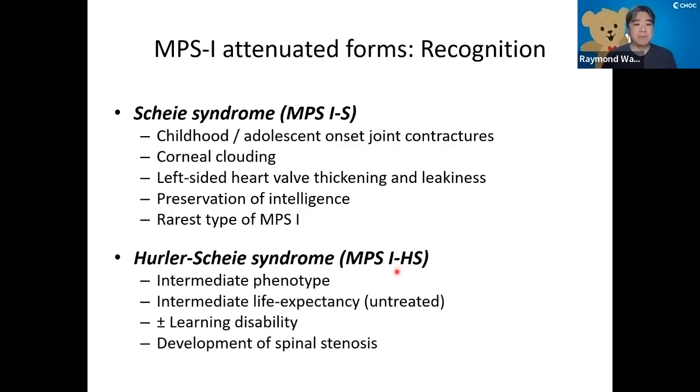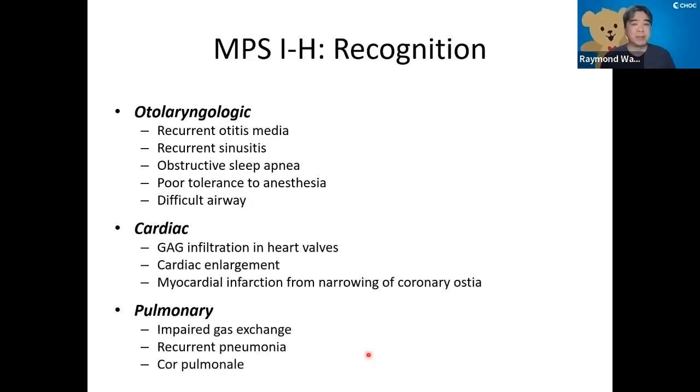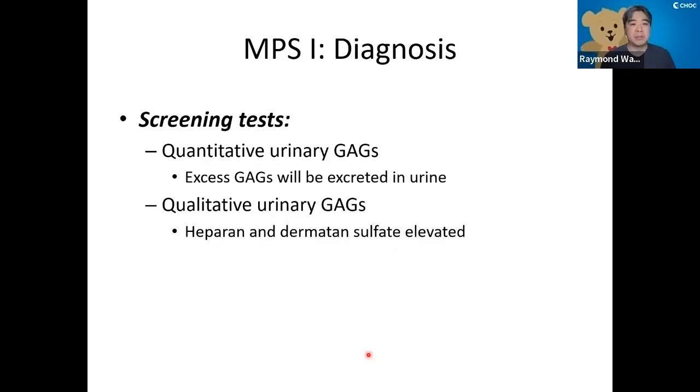And then the intermediate form, as we touched on previously, has a phenotype somewhere in between the severe Hurlers and the attenuated Scheies. There can be some learning disability, and really cervical spinal stenosis becomes a real problem in these patients. This is a repeat slide. My apologies. Okay, now we get to diagnosis.